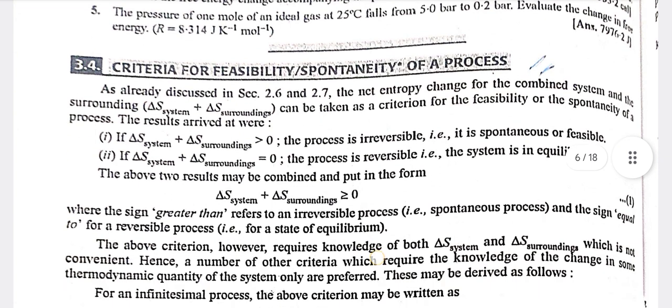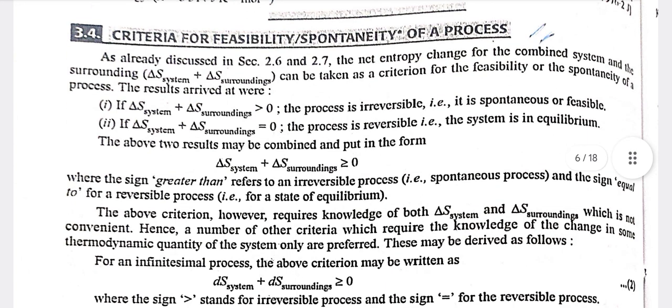Criteria for feasibility and spontaneity of a process. As already discussed in sections 2.6 and 2.7, the net entropy change for the combined system and the surroundings can be taken as a criterion for the feasibility or the spontaneity of a process.